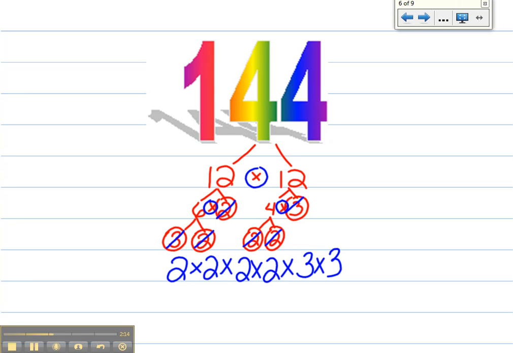From here, I need to then use exponents for my numbers. So I'm going to have 1, 2, 3, 4 twos, so I need to do 2 to the 4th power. I have 2 threes, so I need to do 3 squared, or to the 2nd power. This is what my final answer is going to be for my prime factorization. I don't need to worry about doing the multiplication because I know it's going to equal 144, because that's what I started with. That's how I would do prime factorization.